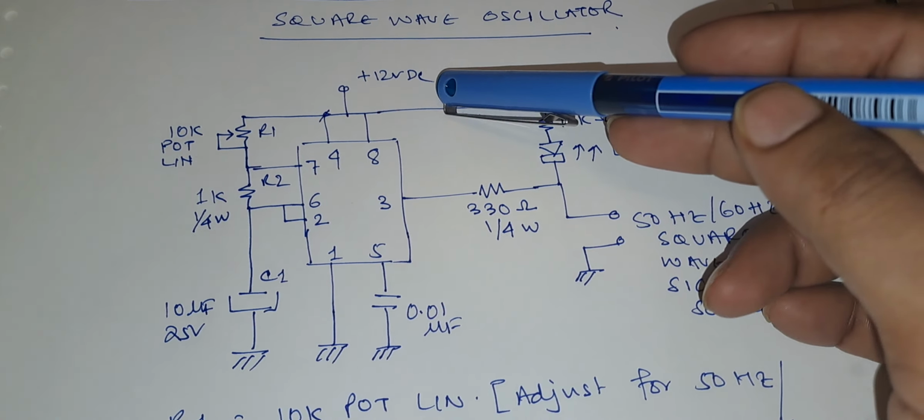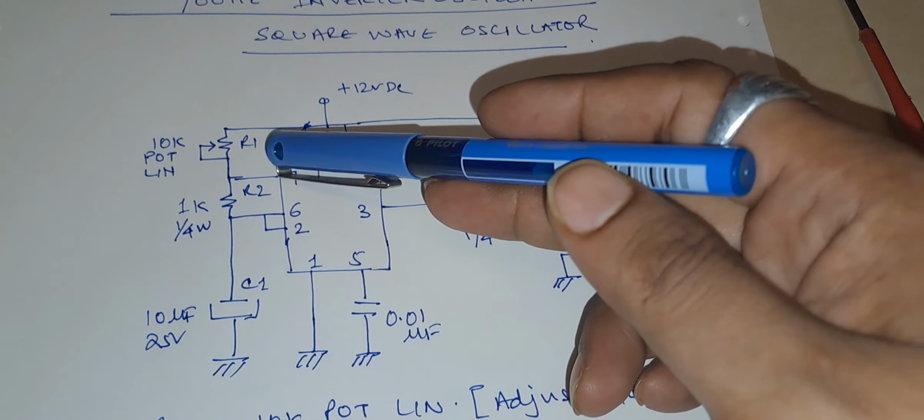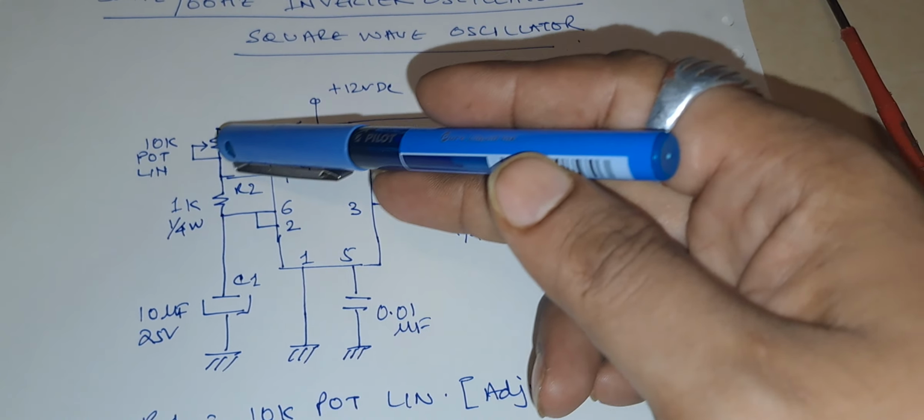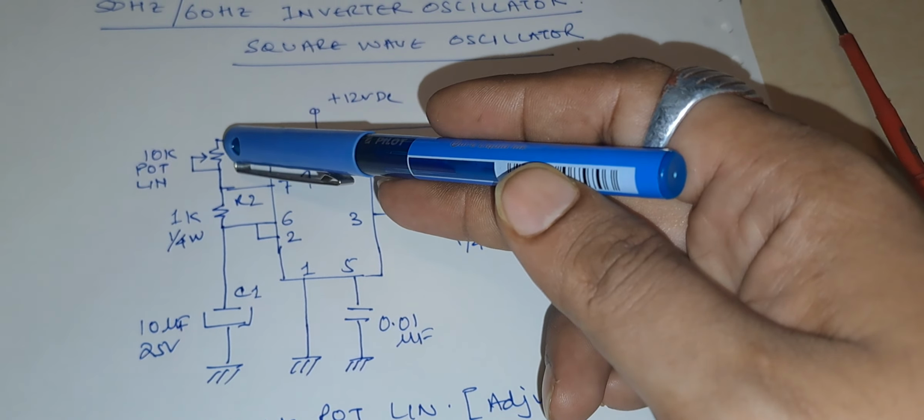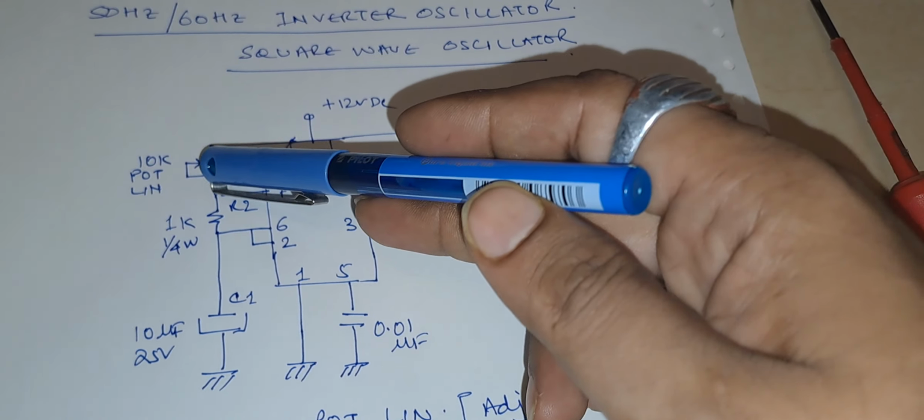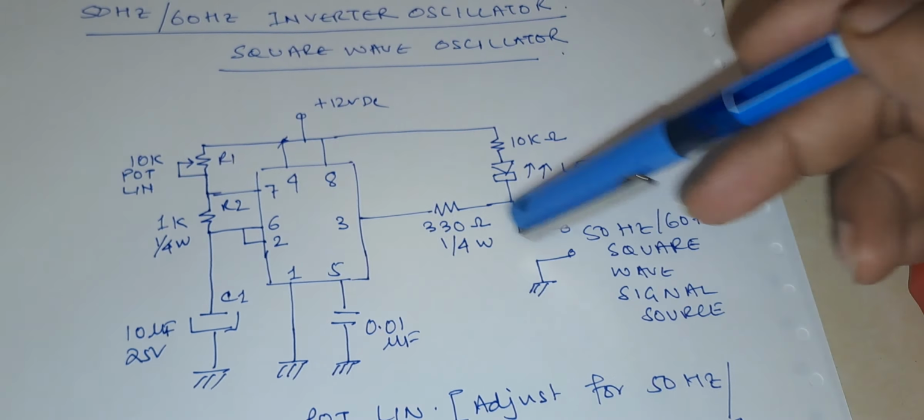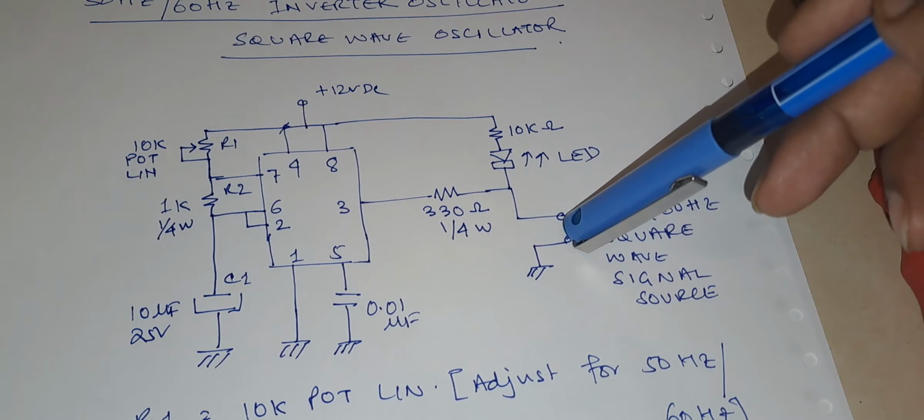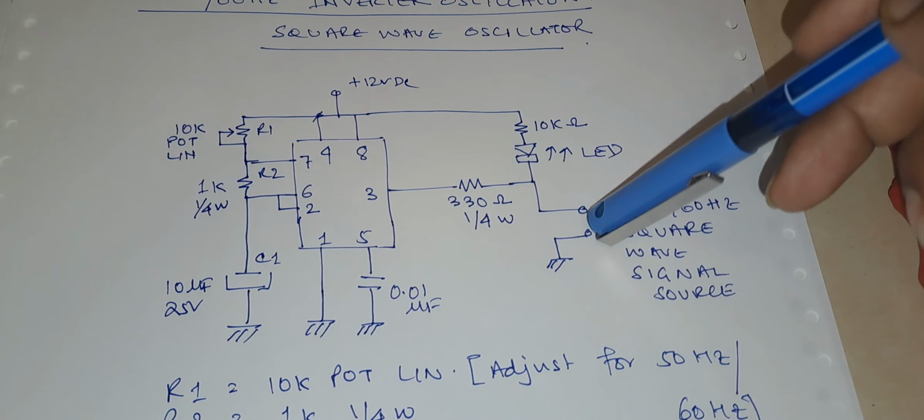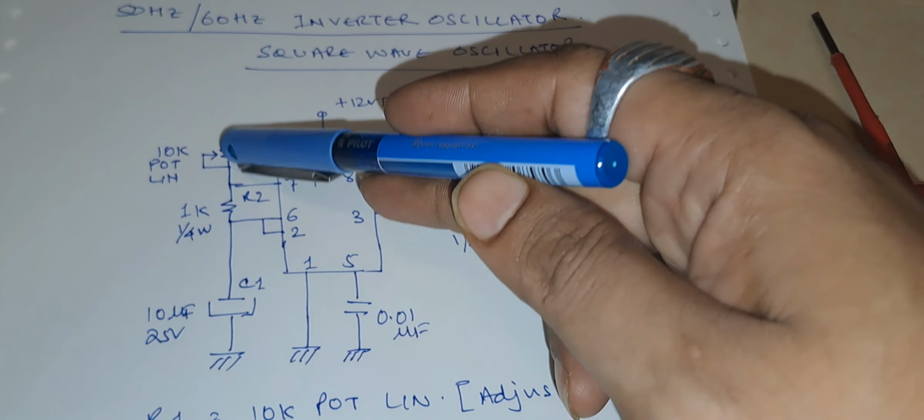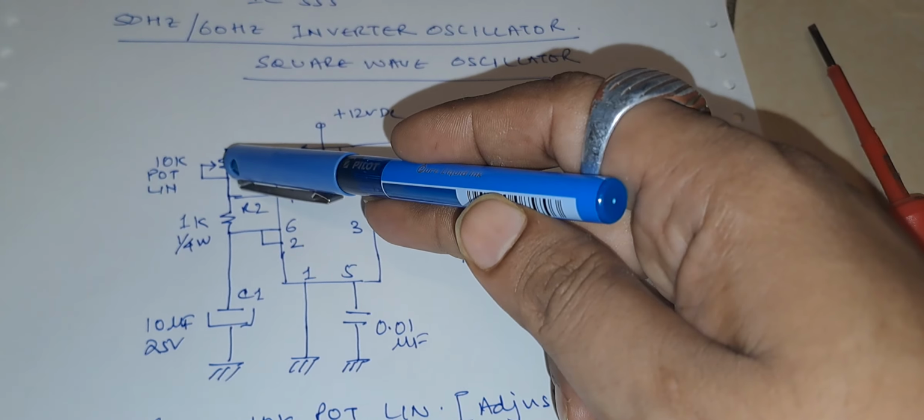The power supply is 12 volts DC. This is the R1 potentiometer where we can adjust it to get a frequency of 50 to 60 Hz. We just adjust this potentiometer and the frequency here will change. As per our inverter circuit, we have to change this frequency. Once the frequency is changed, we leave it as it is.